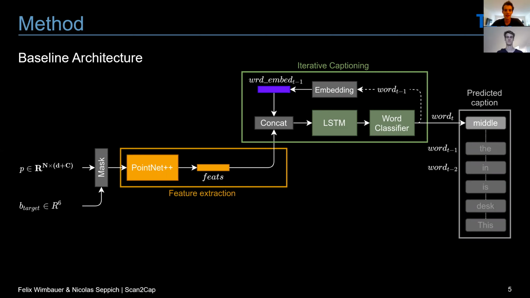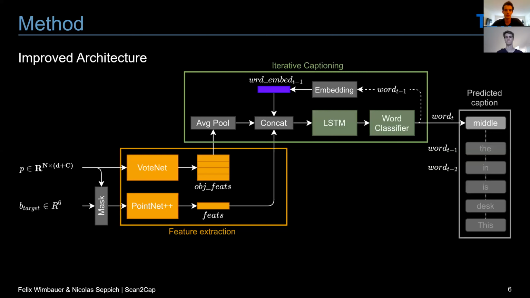Let's start with our baseline pipeline. As an input, we get a point cloud and a target bounding box. This goes to the feature extracting part using a PointNet++ extractor. This is then fed into our iterative captioning module, which basically consists of an LSTM and a word classifier, giving us the word-by-word predictions. In our improved architecture, we use a VoteNet object detector to give us local object-related features.